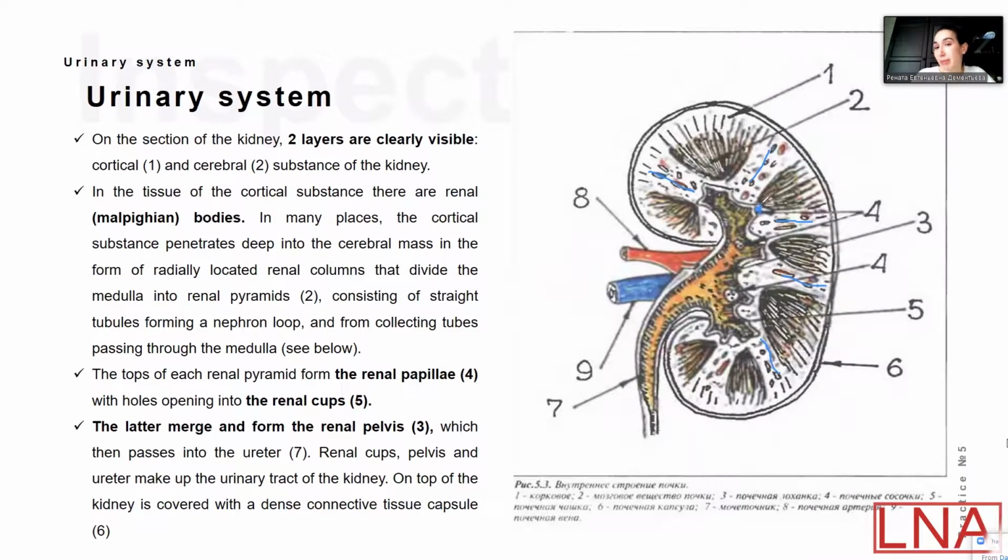The renal papillae, at their upper part, have openings into the renal cups, with the urine. The cups later merge and form the renal pelvis, which then passes into the ureter and continues the urine flow. Renal cups, pelvis, and ureter make up the urinary tract of the kidney. On top, the kidney is covered with a dense connective tissue capsule, which protects it from inflammation and trauma.